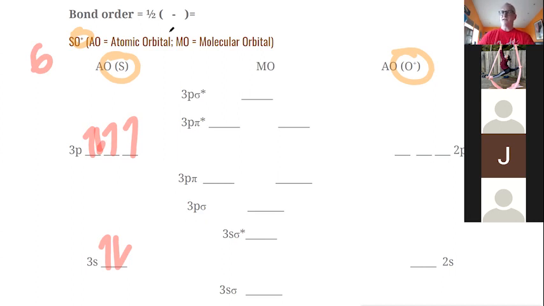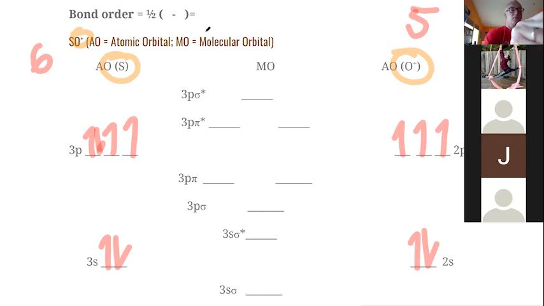How many valence electrons is oxygen plus, the cation of oxygen, going to have? Five, right. Normally it's six, but it lost one. Now it only has five. So one, two, and then three, four, five. Now let's start filling out our atomic orbitals. So now we have a total of 11 to go in there. So let's start putting them in. Where do the first two go?